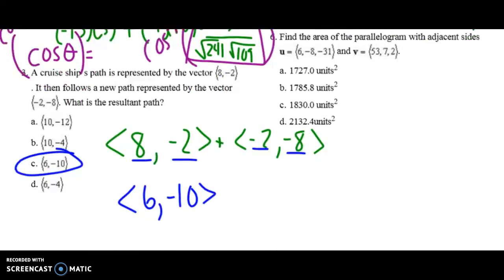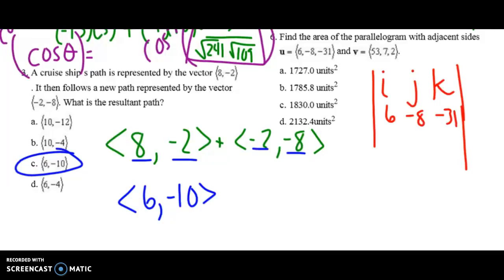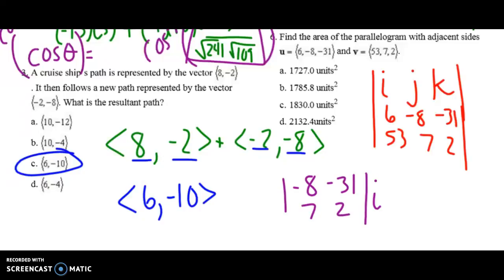So now for number 6, we need to find the area of the parallelogram with adjacent sides. So this is our three-dimensional vectors. Remember, the way we did that is we found the cross products. And so we got 6, negative 8, negative 31, and 53, 7, 2. I'll write it out as negative 8, negative 31, 7, 2, and that is for i, minus 6, negative 31, 53, 2, and that's for j.